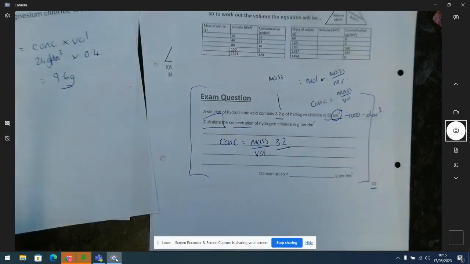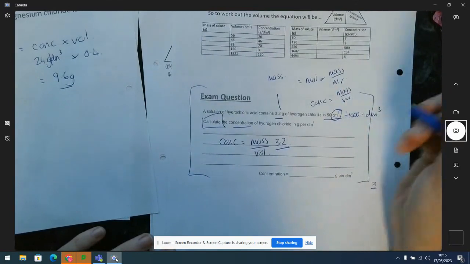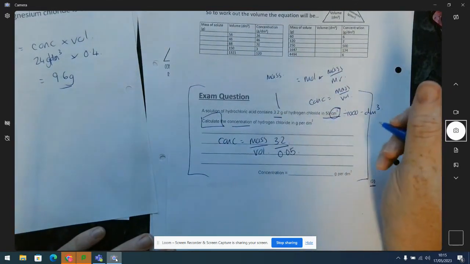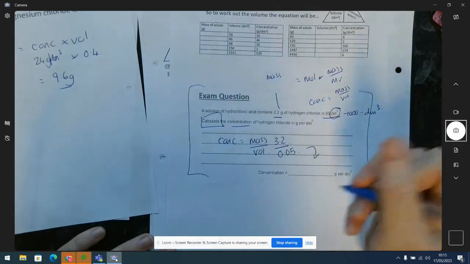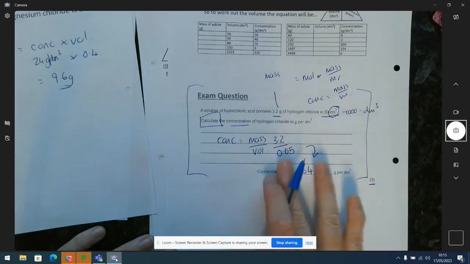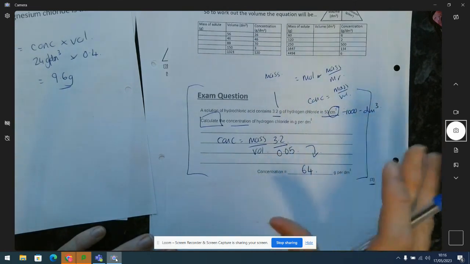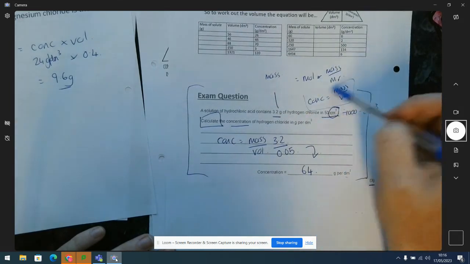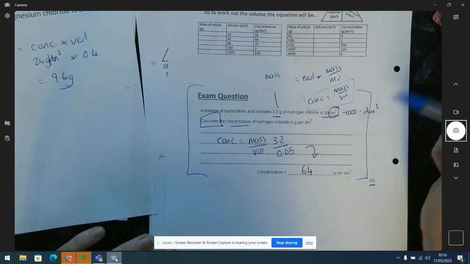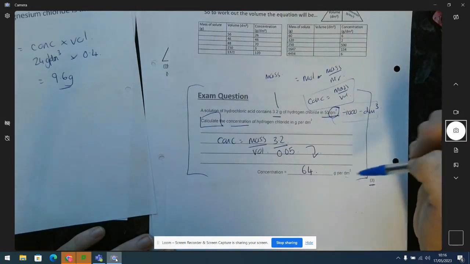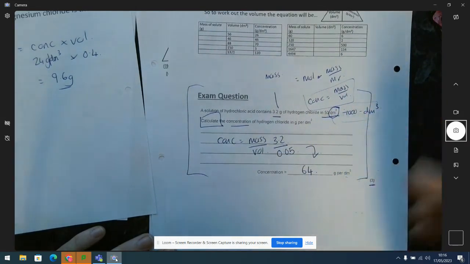So I'd have to convert that by dividing 50 by 1,000. So that's going to give me 0.05 decimeters cubed. And then that's going to give me my answer, which would be 64 grams per decimeters cubed. Now, it doesn't seem very complicated, but you've got a lot to think about for this question, which is why it's worth 3 marks. You need to remember the equation, okay? You need to remember the conversion, and then you need to be able to do the calculation. So make sure you show your working out, as I've always said.